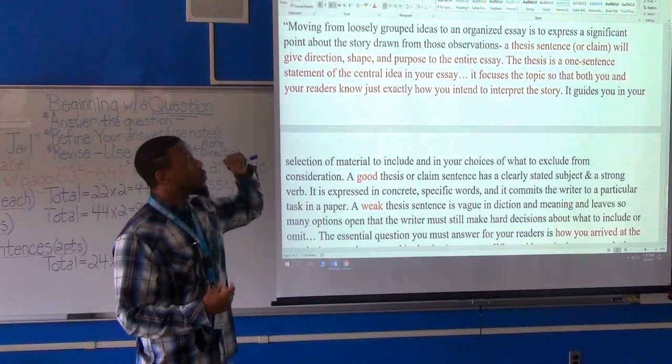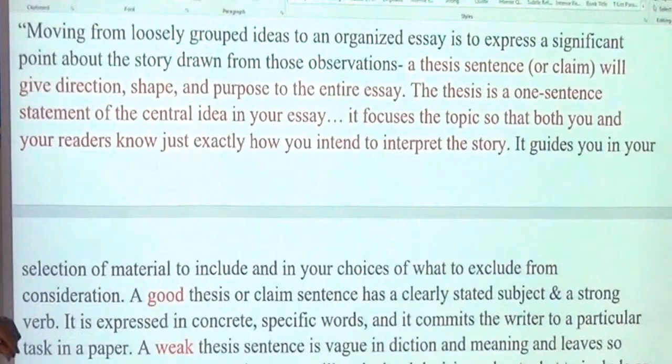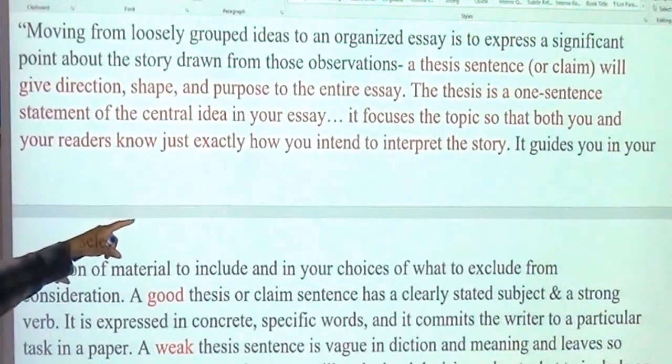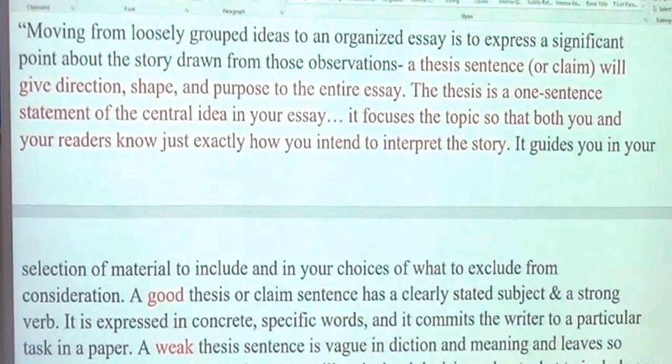3, 2, 1. A thesis sentence or claim will give direction, shape, and purpose to the entire essay. The thesis is a one-sentence statement of the central idea of your essay. It focuses the topic so that both you and your reader know exactly how you intend to interpret the story. Okay, good. So let's write that down.